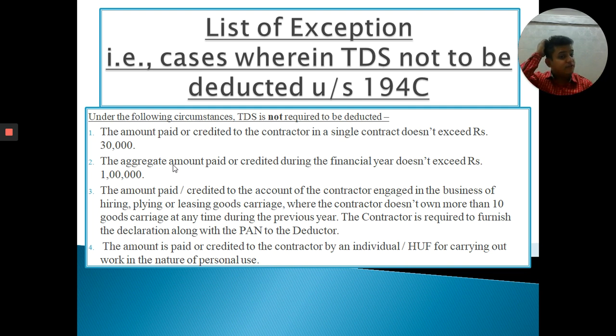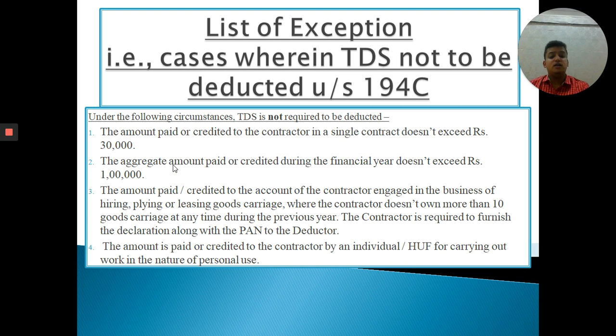Next, if more than one or two contracts are being done by a specified person A, suppose, and a resident contractor B, suppose, and there are 2 to 3 contracts being done between them, but the aggregate amount, that is the total amount of payment, does not exceed rupees 1 lakh, then also no TDS is required to be deducted under section 194C.